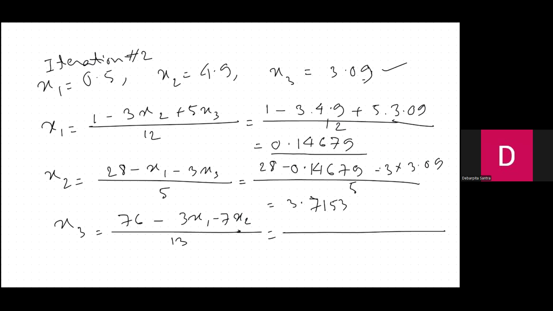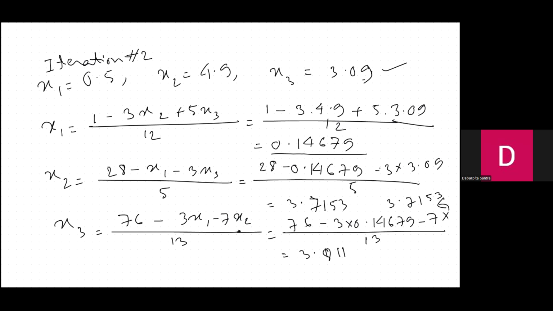So it is 76 minus 3 into x1. x1 means 0.14679 minus 7 into x2. x2 means this value 3.7153 divided by 30. So if you calculate this, this becomes 3.8118. Okay. So let me just write down these values freshly.